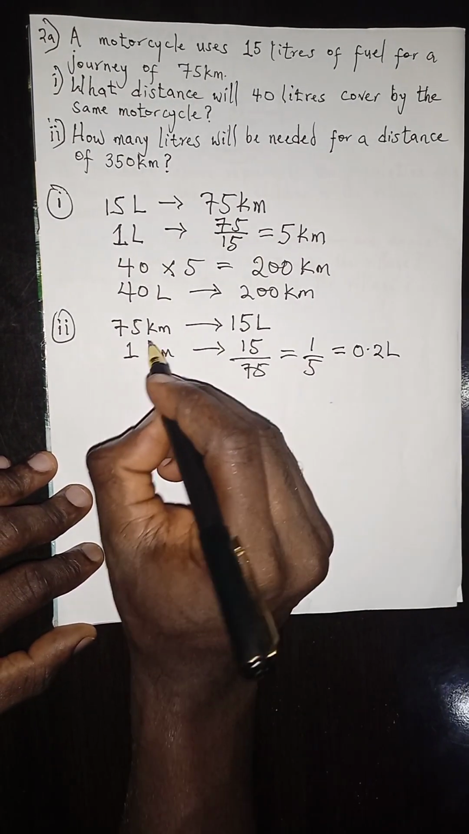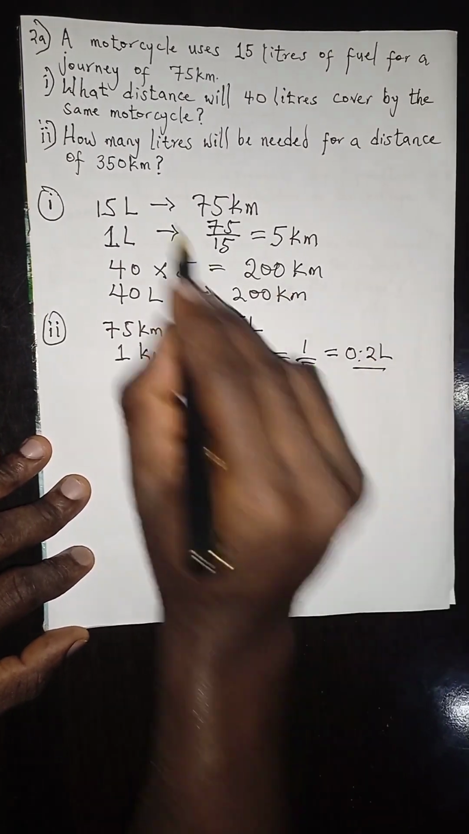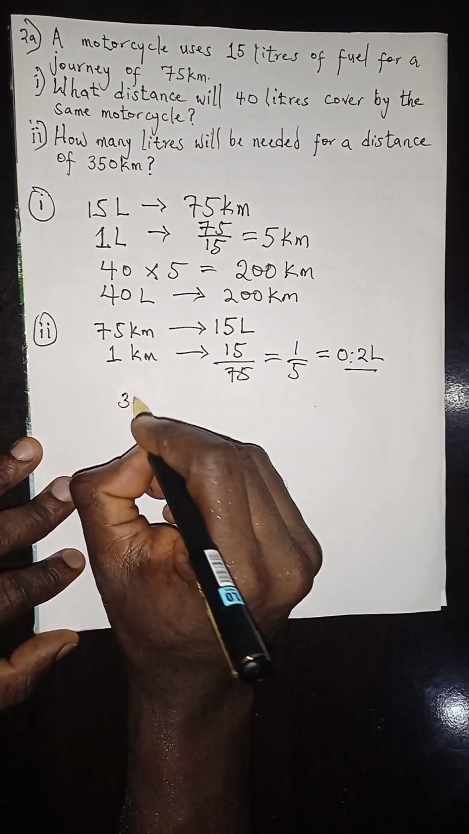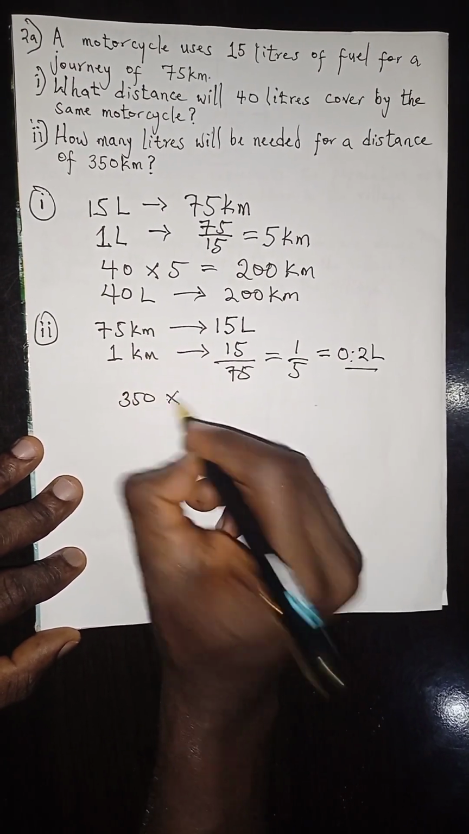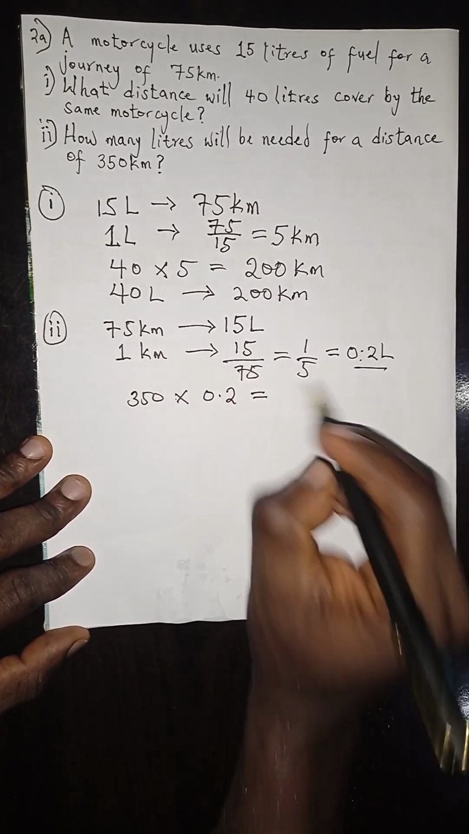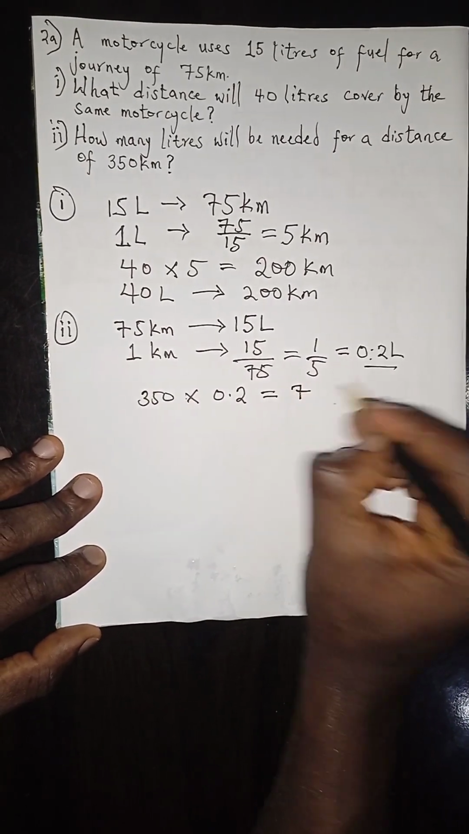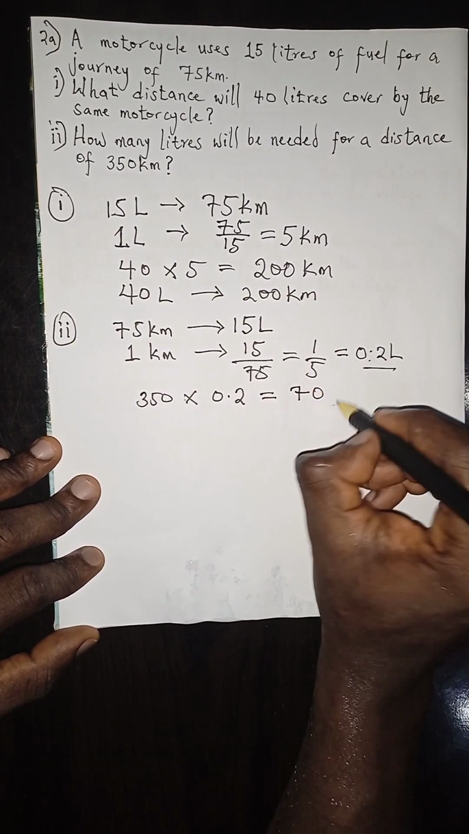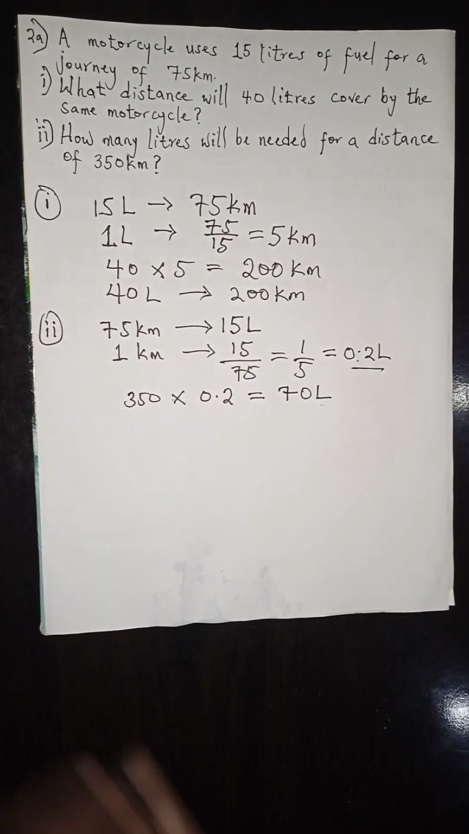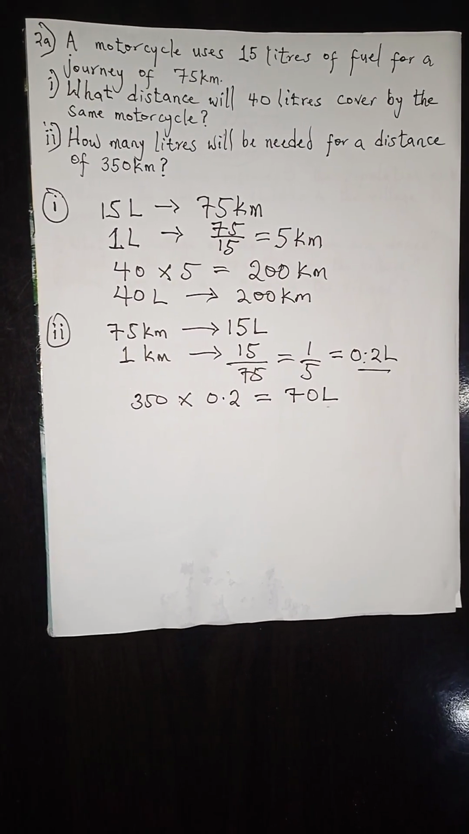And since I've gotten that, the next thing to do is to use this to multiply the distance we're looking for. So for 350 kilometers, I'm going to multiply it by 0.2. Then that's going to give me 70. So I'm going to be needing a fuel of 70 liters to cover a distance of 350 kilometers.